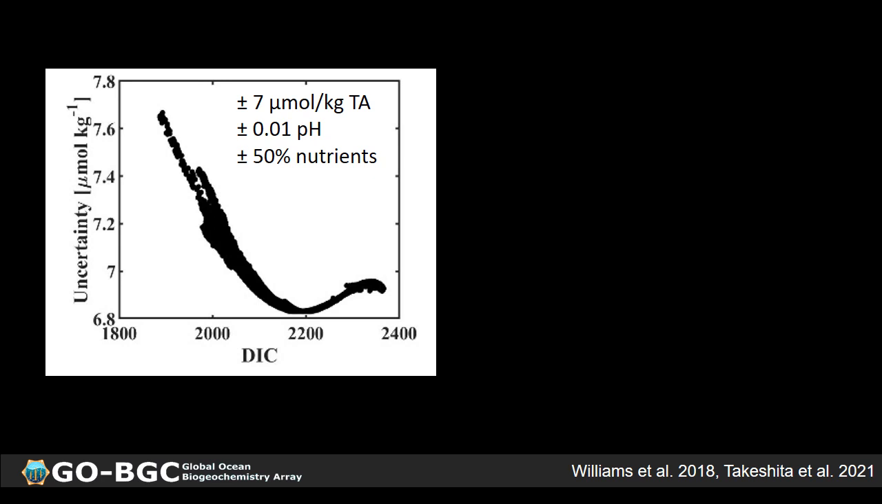What this basically means is that the uncertainty in the derived DIC is largely dominated by the uncertainty in the estimated alkalinity from the algorithms, and the uncertainty in pH has a noticeable but less significant impact on the overall uncertainty. So more or less, you can think of the uncertainty of DIC as equal to the uncertainty in the estimated alkalinity. That's an approximation, but a pretty good one.